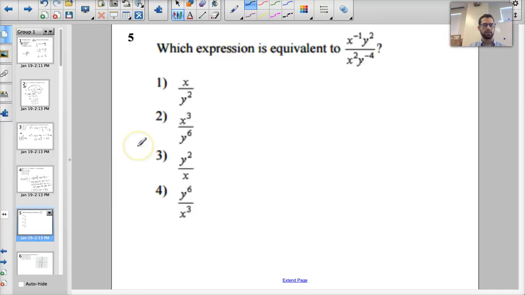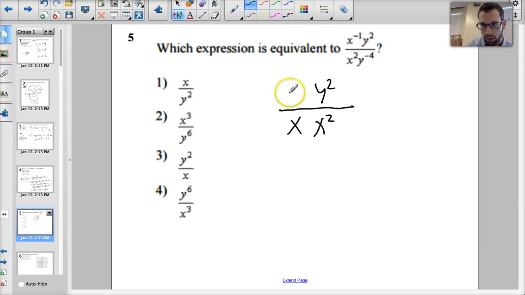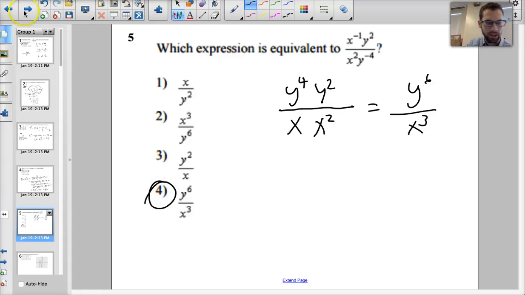Number 5. It's asking me which expression is equivalent to this. So I'm going to draw a fraction bar. I'm seeing I've got x to the negative 1, so that's going to get kicked to the bottom. Y squared is going to stay on top. X squared is going to stay on bottom. Y to the 4th is going to get kicked to the top. This becomes y to the 6th over x to the 3rd power. Answer choice number 4.